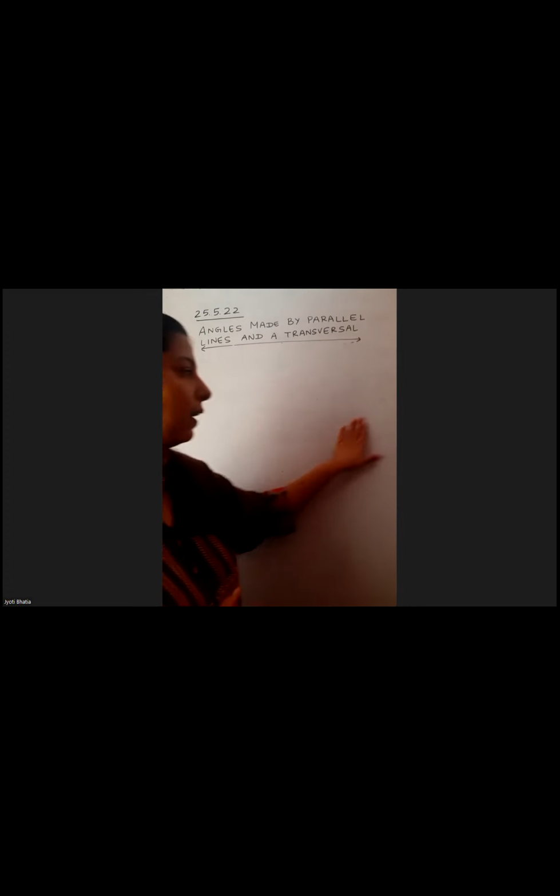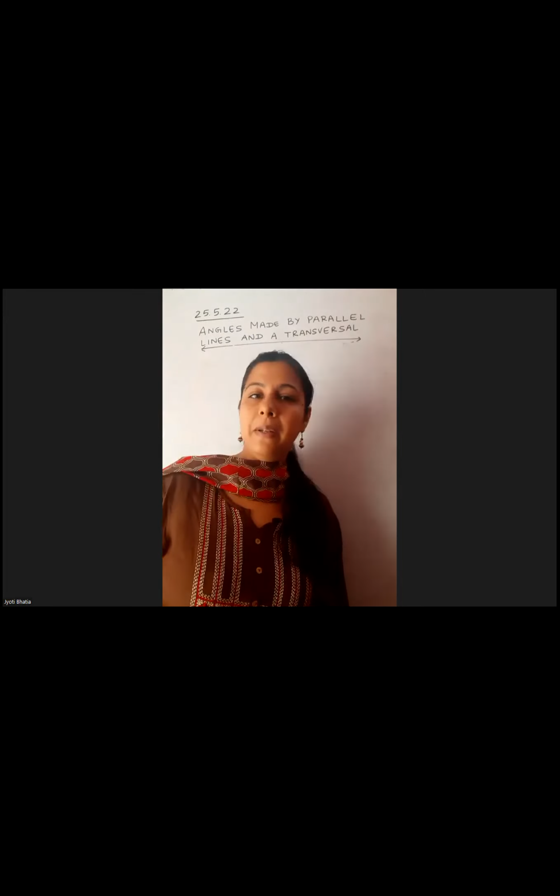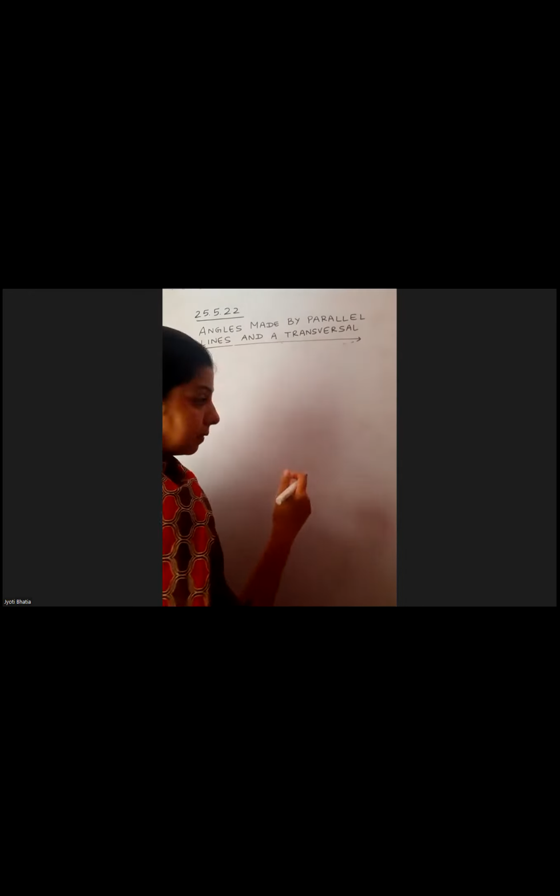Okay. Now, what is a transversal? If anyone knows, you must have done it in class 8 also. What is the meaning of a transversal line? No one? Okay. Ma'am, a line crossing two lines. A line crossing two lines at how many points? Ma'am, two distinct points. Ma'am, 2 or more lines.